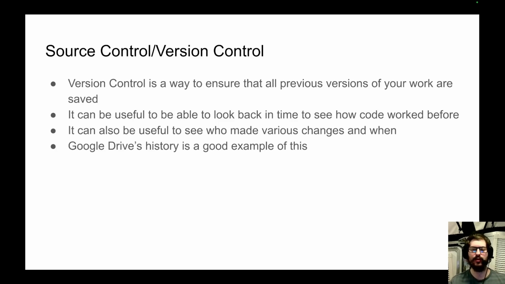It can also be useful to know who made a change. Maybe something is kind of complicated or you don't fully understand a feature and you really want to ask the person who wrote the feature why it works that way. You can go and look with version control and see who that person was. You can also add comments on the particular change, not just code comments, but why that change was made, which can be helpful to give context on it. Google Drive, the history function of a Google document, is a really good example of this for those of you that are familiar with that.